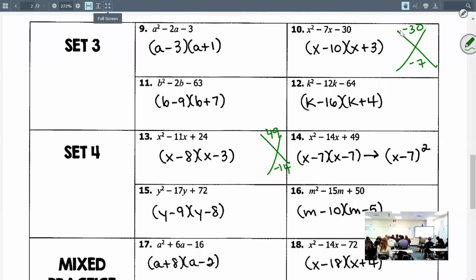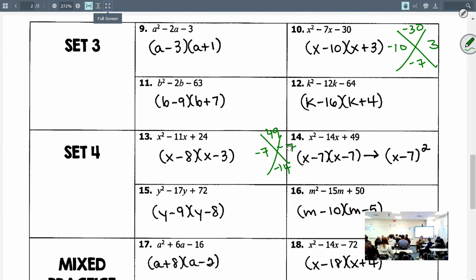All right, for number 10, what two numbers multiply to negative 30 but add to negative 7? Should be negative 10 and positive 3, if we're getting a negative 7 when we add. What about multiplying to 49 but adding to negative 14? Negative 7 and negative 7.